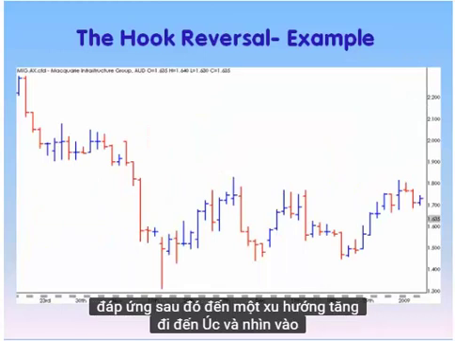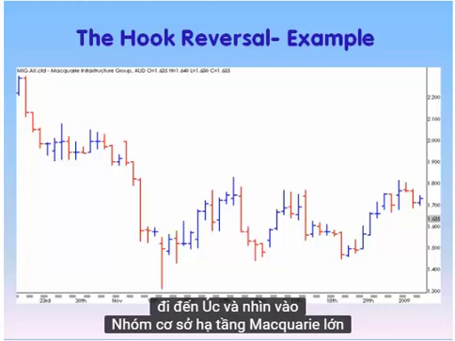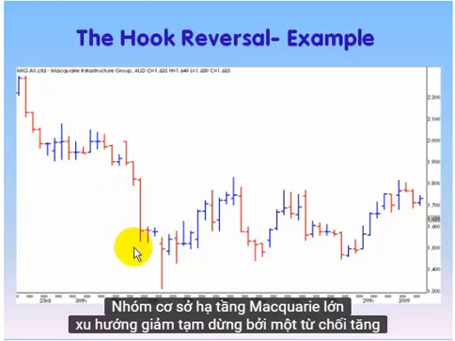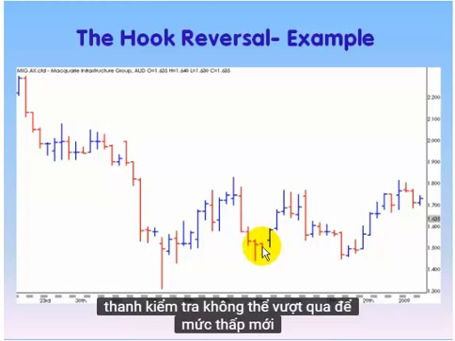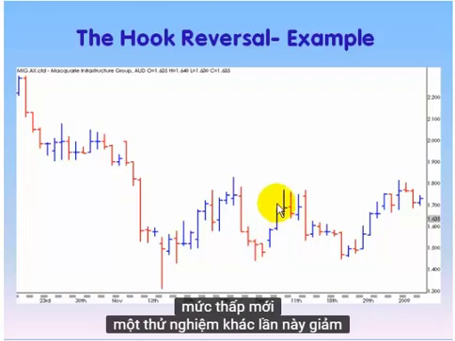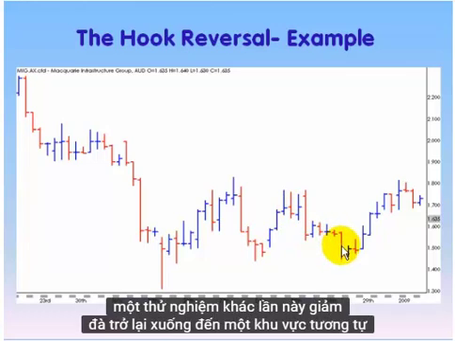Alright, let's go to Australia and look at the Macquarie Infrastructure Group. Large downtrend. Halted by a bullish rejection bar. A test unable to break through to new lows. Another test, this time on reduced momentum, back down to the same area.